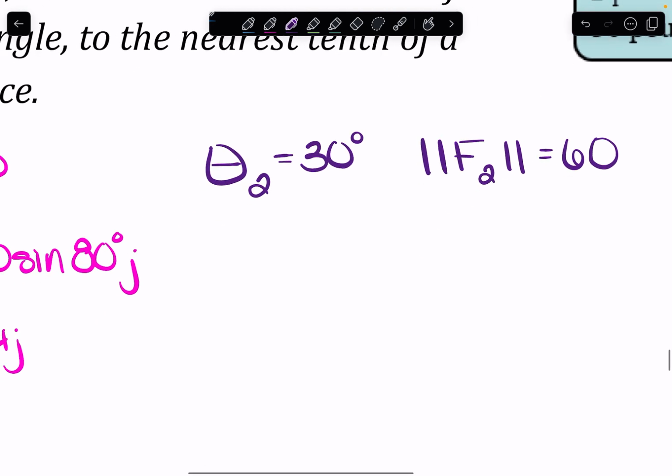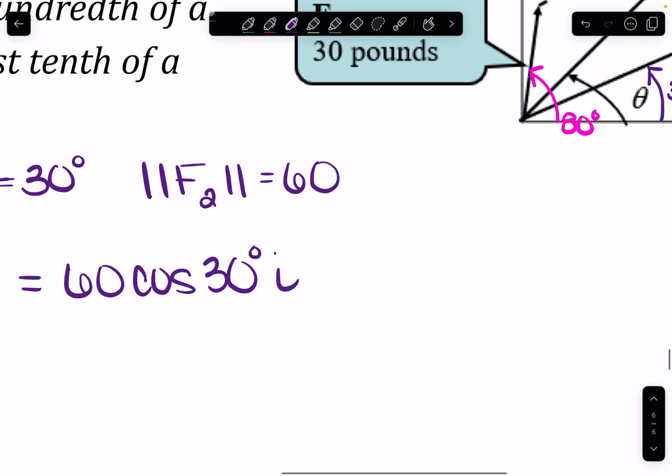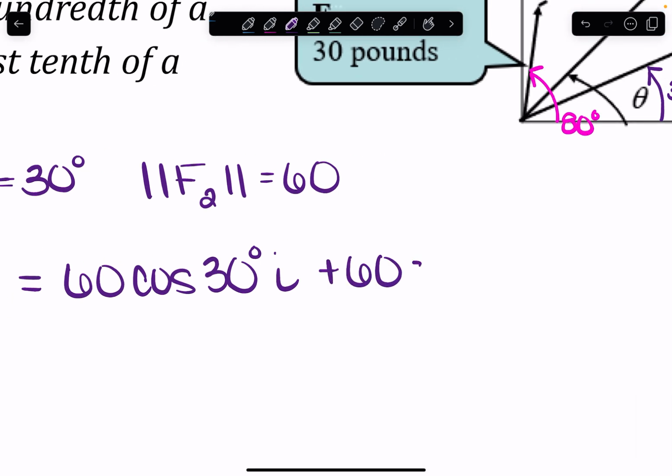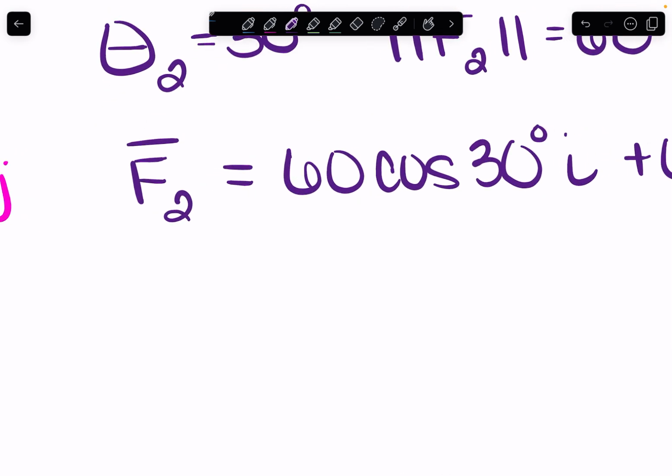All right, so force 2, I guess I should put my bars over my vectors. I'll go back and get that bar on there in a minute. 60 cosine 30 degrees i plus 60 sine 30 degrees j. Technically we could do this one using our unit circle, but the other one's already in ugly decimal form anyway, so we might as well just go ahead and make a match.